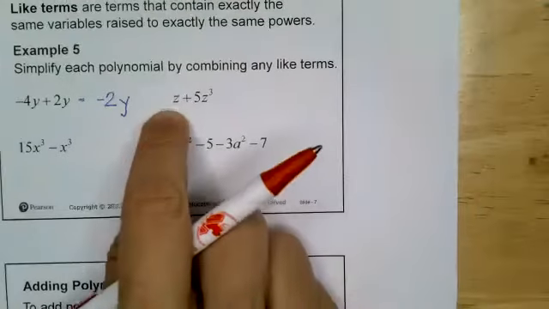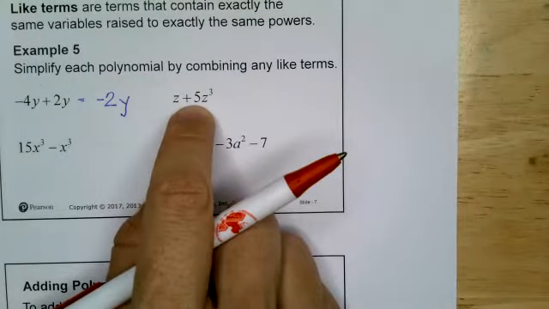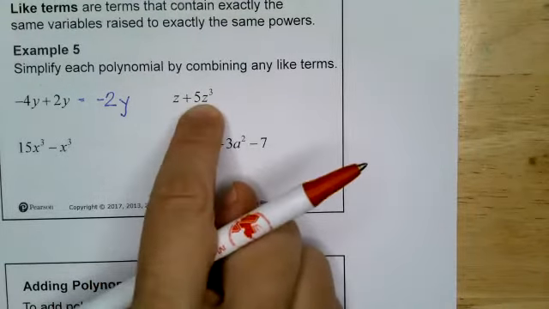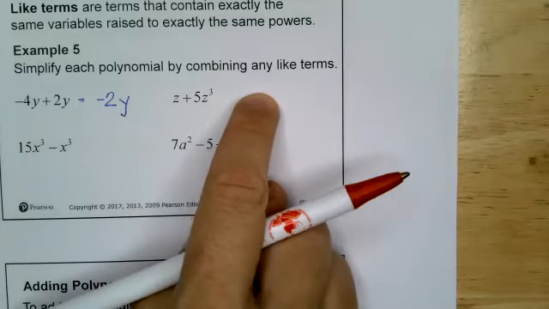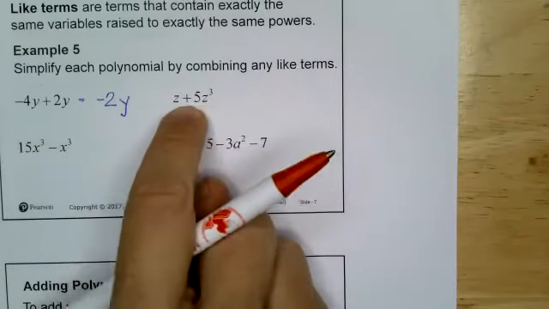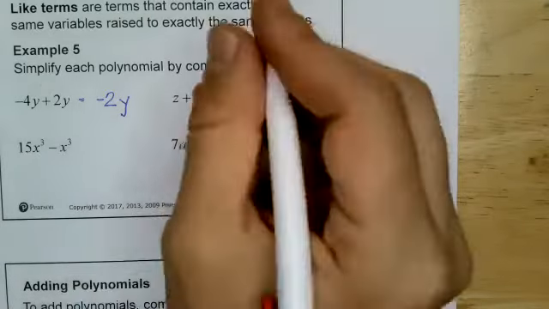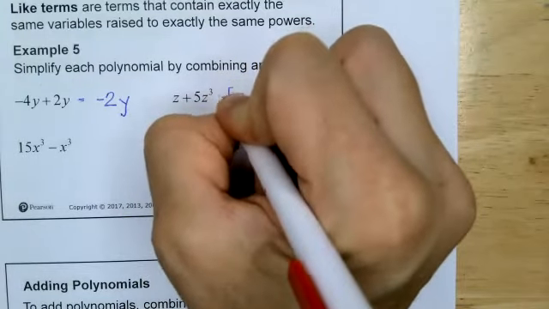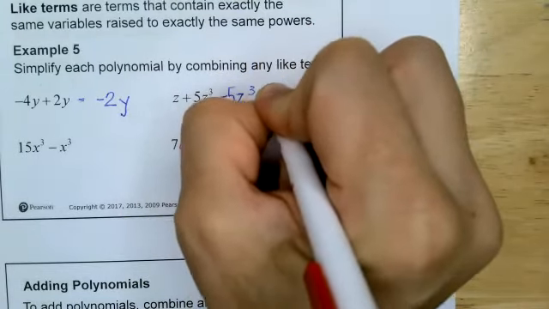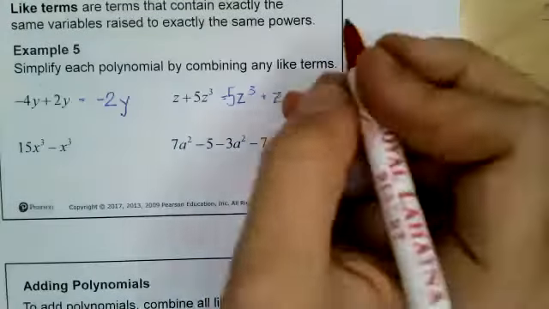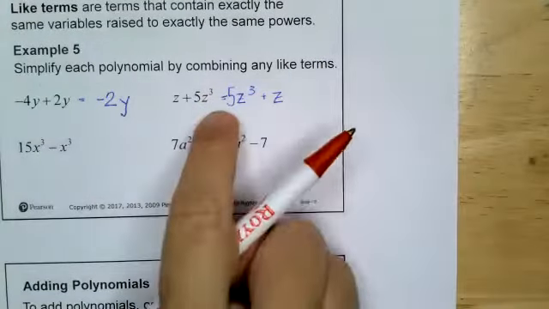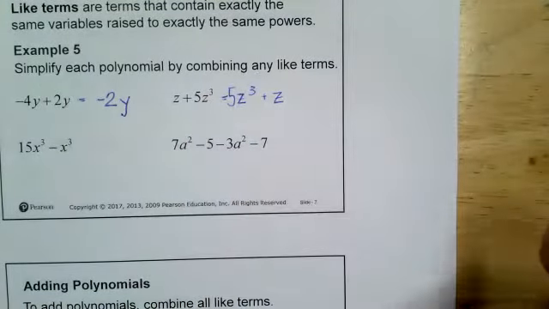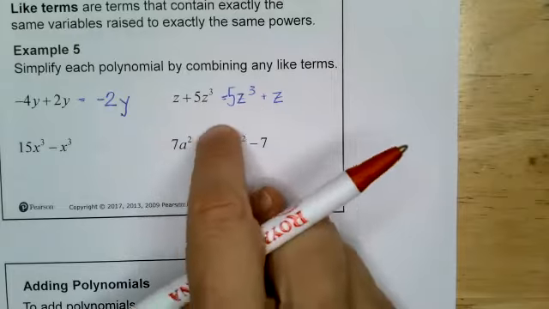Good. Here, z and 5z cubed. If this was z cubed but plus 5z cubed, that would be 6z cubed. If this was z plus 5z, that would be 6z. As it stands, you cannot combine them. You can put them in a better order. You can say 5z cubed plus z. But it doesn't matter. That's just standard form. But you cannot simplify this at all.